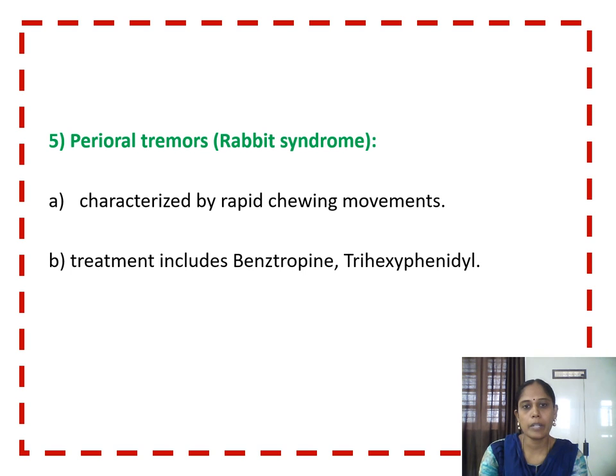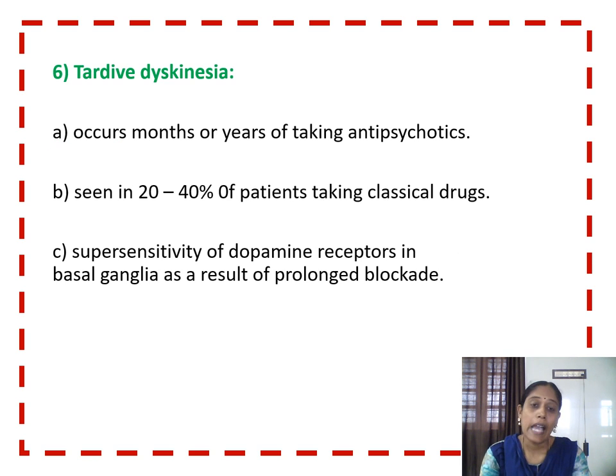Perioral tremors, which is also referred to as rabbit syndrome, there will be rapid chewing movements. Again, treatment will be centrally acting anticholinergics like benztropine and trihexyphenidyl. And tardive dyskinesia, this is the one which is seen after years of taking antipsychotics.